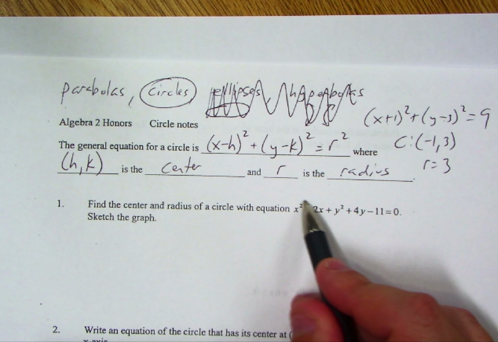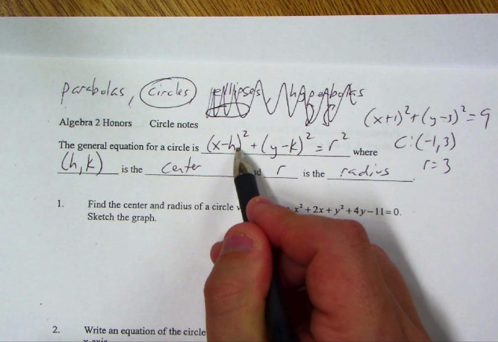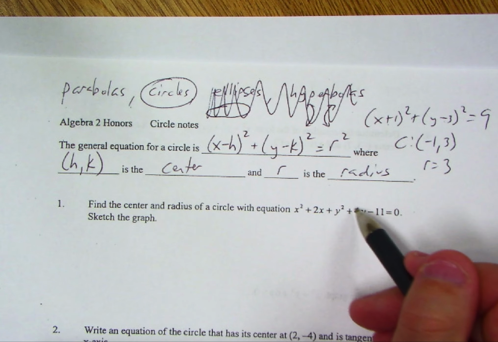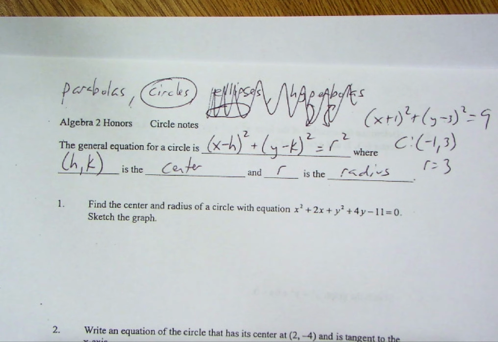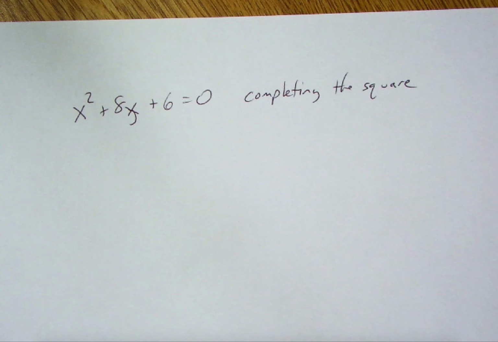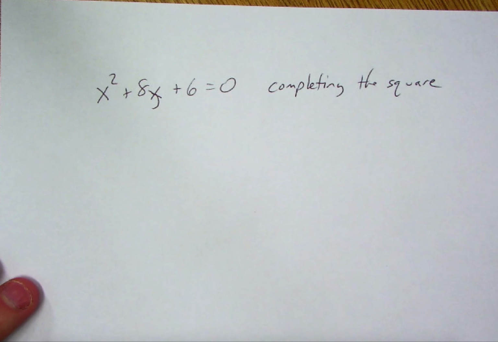Because I need to get this x group to be this quantity squared here, and I need to get this y group to be this quantity squared here. So we're actually going to have to do completing the square twice. And to refresh your memories, here's how completing the square works.